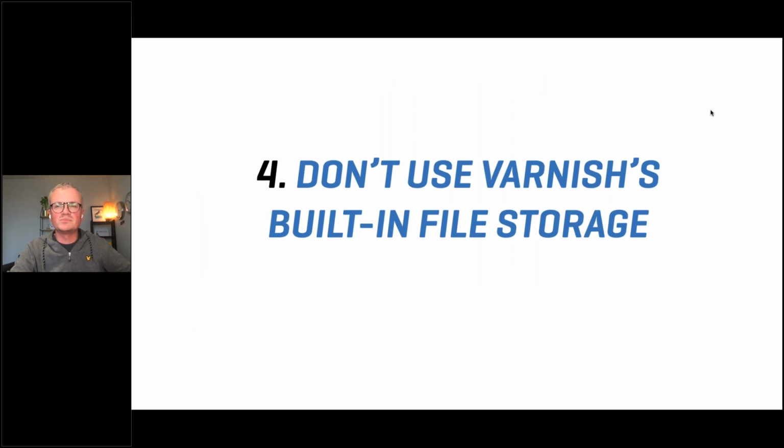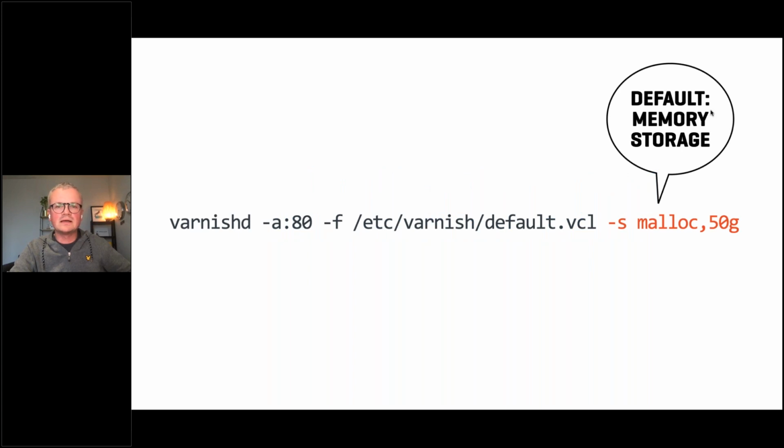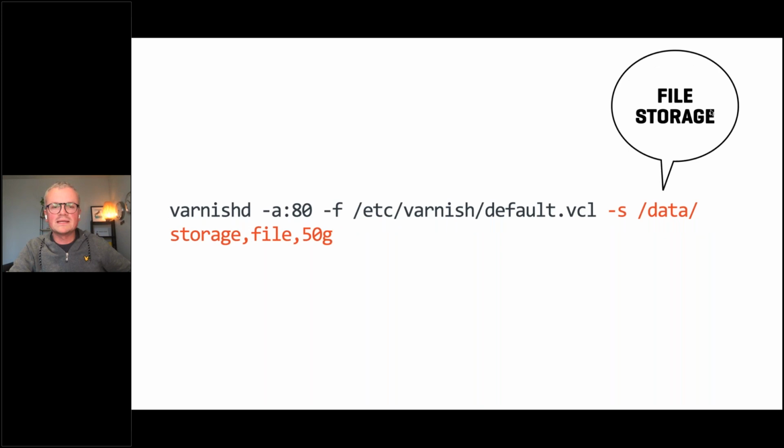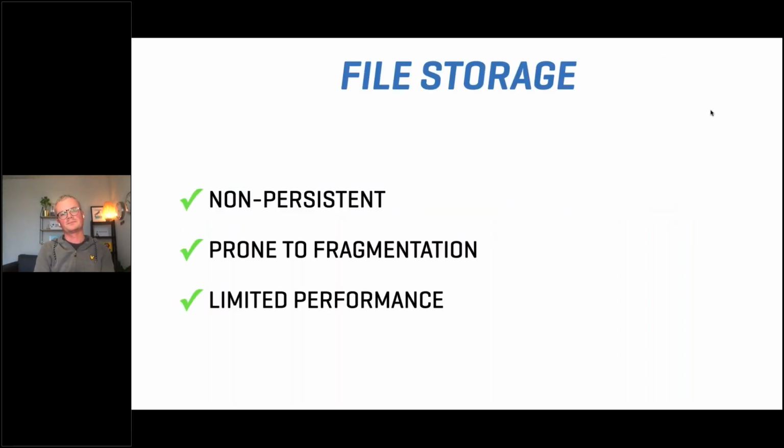Please do not use Varnish's built-in file storage mechanism. This is how you assign where things need to be cached and which storage mechanism it needs to happen. It's malloc, memory allocation, and in this case, I assigned 50 gigabytes. But if you want to have more data stored in there, you might want to use the file stevedore, as we call it, the file storage mechanism, and store it on disk, because usually we have a lot more disk available than we have memory available. But here's the danger. It is absolutely non-persistent.